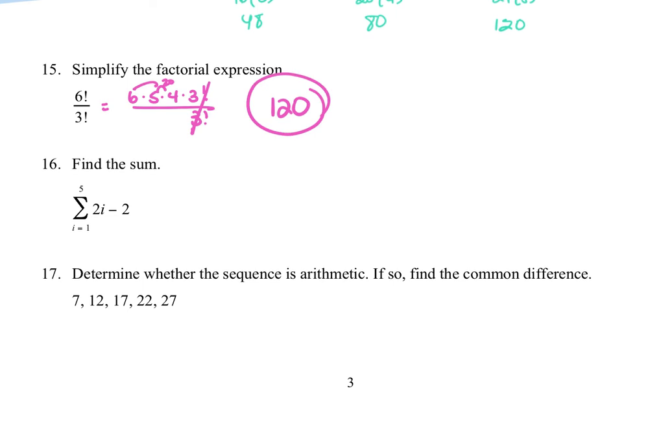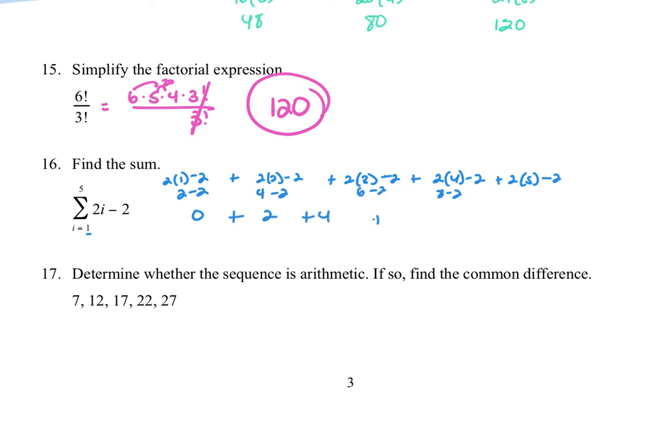16 is finding the sum. So I'm going to start with the 1 and stop at the 5. I'm going to plug in the 1. 2 times 1 minus 2. Plus, plug in 2. Plus, plug in 3. Plus, plug in 4. Plus, plug in 5. So this is 2 minus 2, which is 0. 4 minus 2, which is 2. 6 minus 2, which is 4. 8 minus 2, which is 6. And 10 minus 2, which is 8. 10 plus 10, or 20.